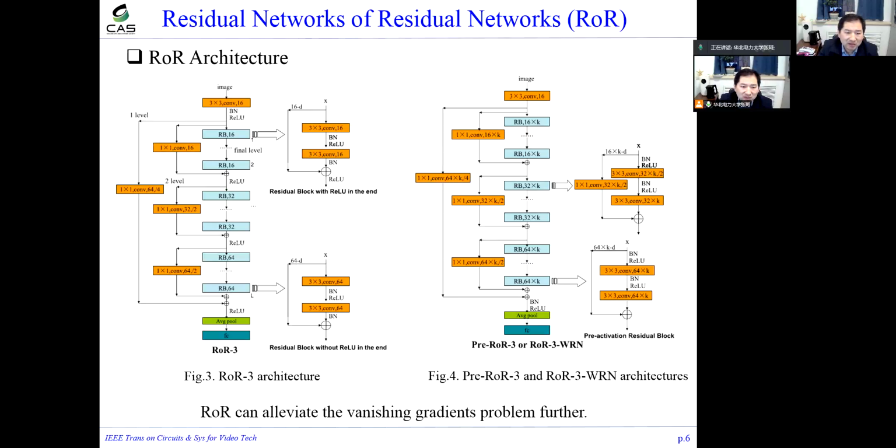In order to prove the adaptability for different ResNet architectures, we built 3-level RoR based on WRN and Pre-ResNets. We can see in Figure 3 and Figure 4, RoR creates several direct paths for propagating information between different original residual blocks by adding extra shortcuts, and layers in upper blocks can propagate information to layers in lower blocks. So RoR can alleviate the vanishing gradient problem further.